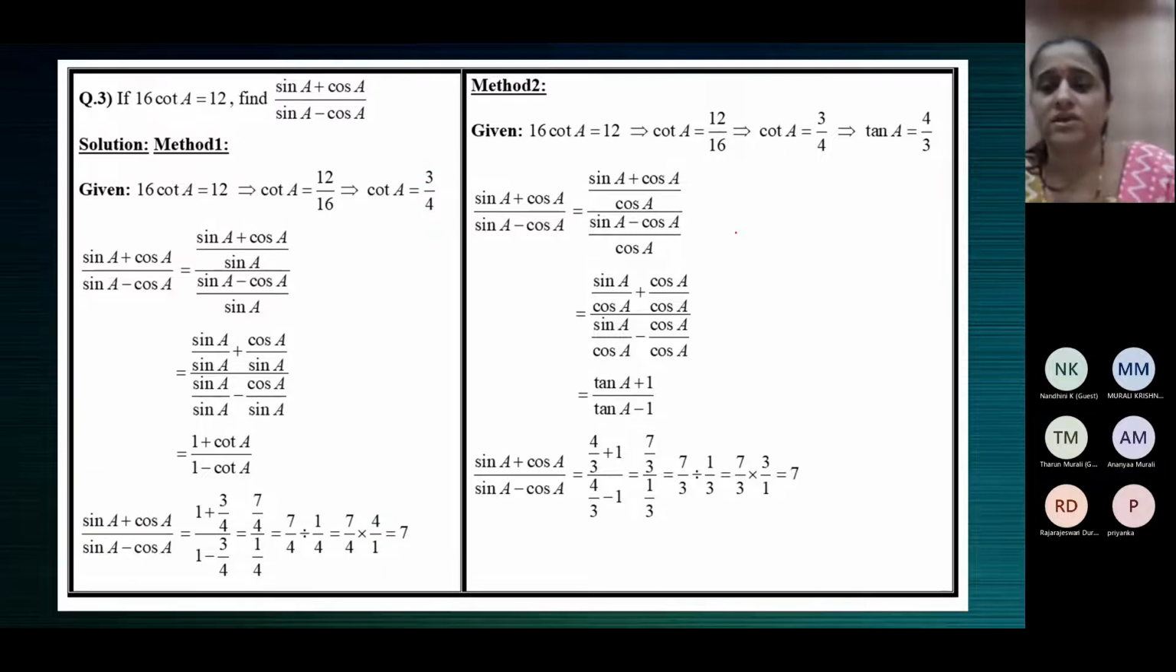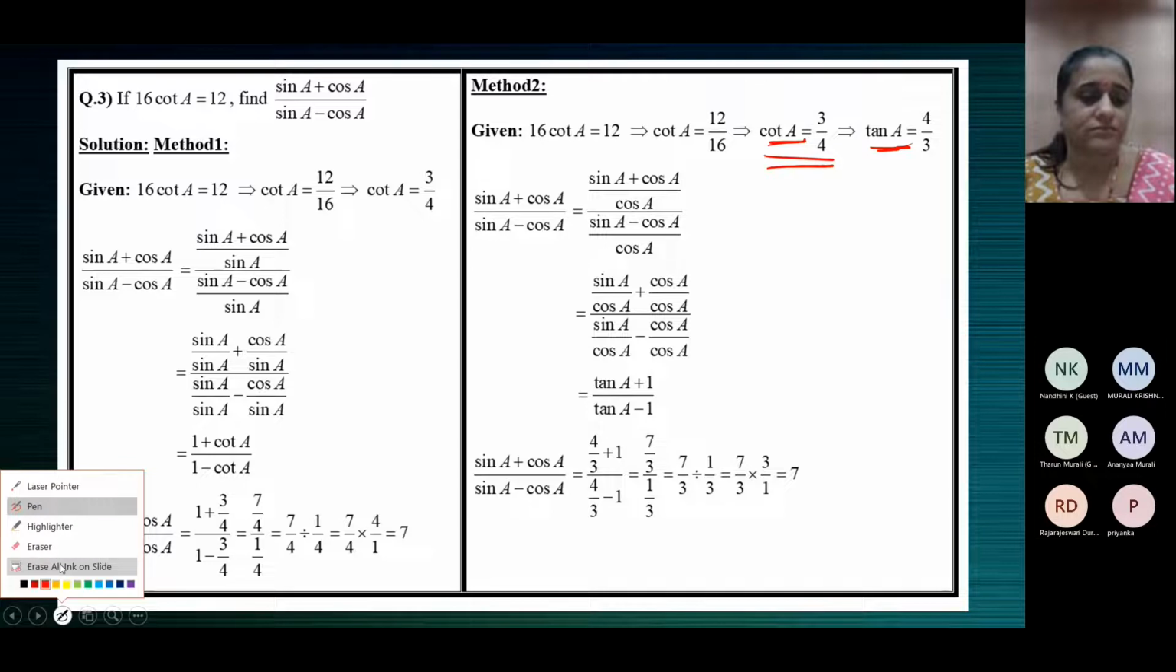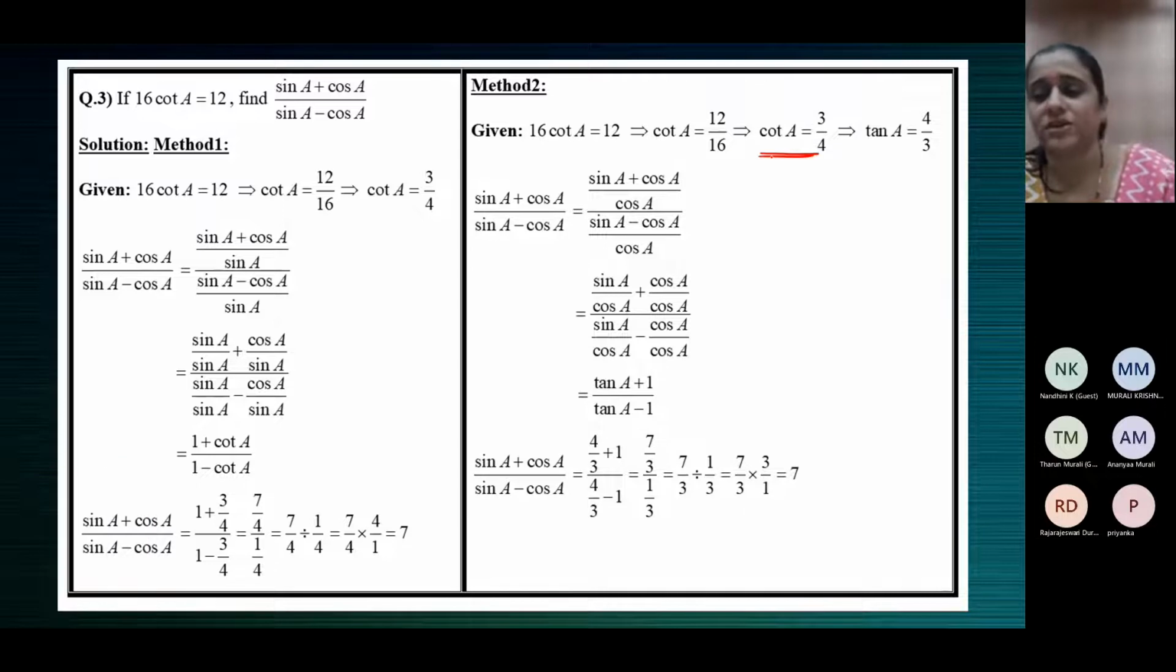See the other way here. Same thing, we get cot A is 3 by 4. And we know the reciprocal of cot A is tan A. So if cot A is 3 by 4, then tan A will be the reciprocal of 3 by 4, which is 4 by 3.